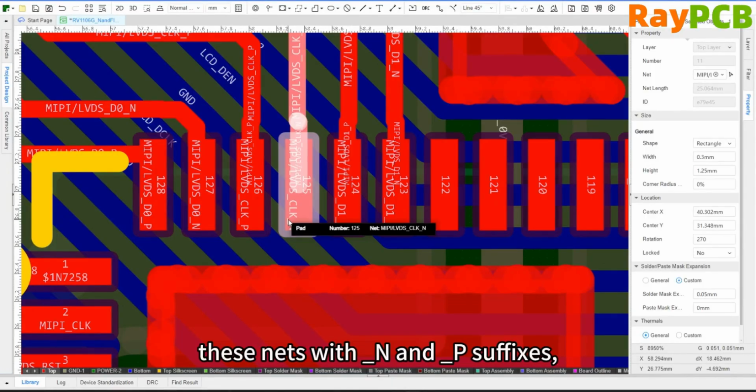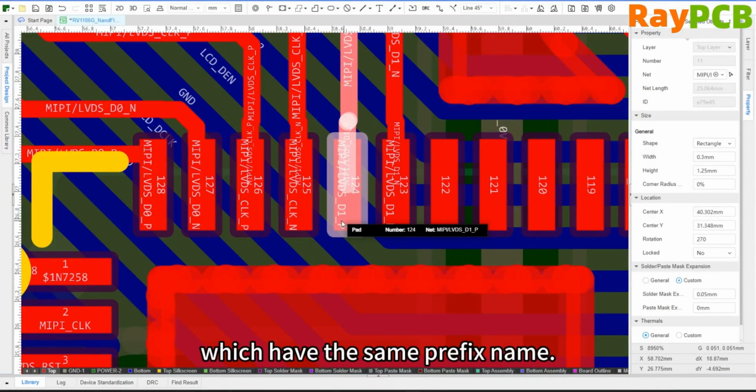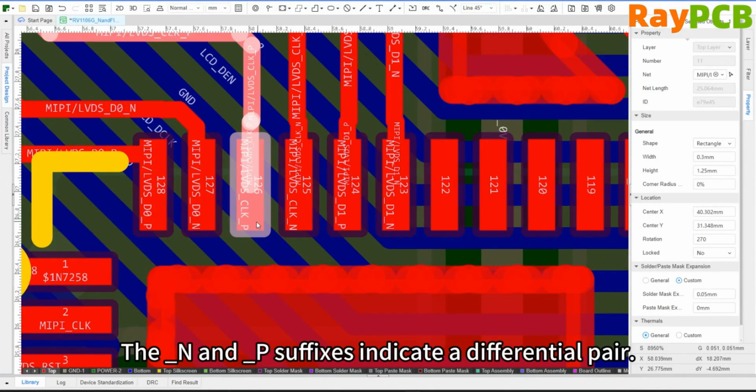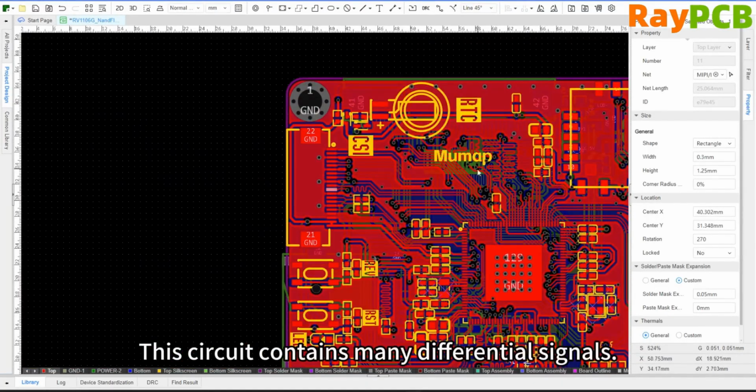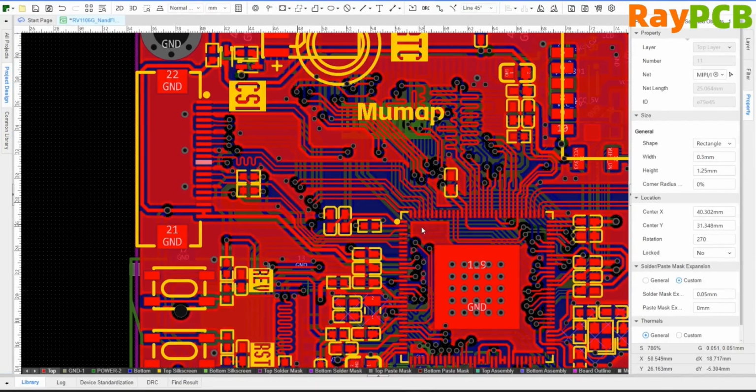If we zoom in, we can see that those labeled with a /n and /p, just like their names, represent a pair of differential signals. There are many differential signals present in this circuit.